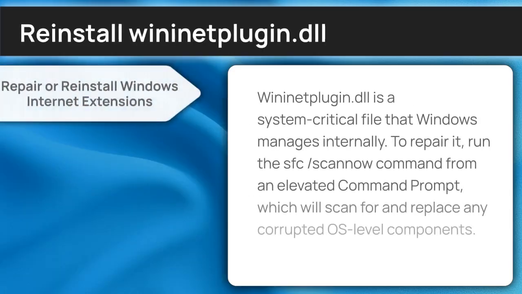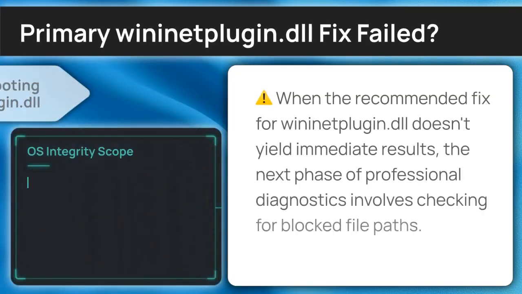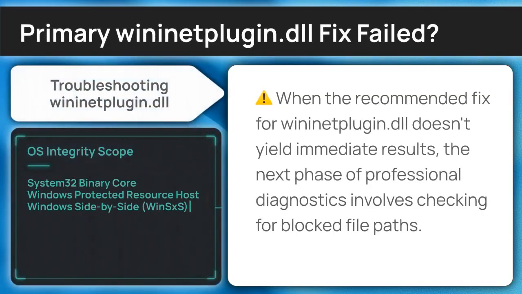Wininetplugin is a system-critical file that Windows manages internally. To repair it, run the sfc /scannow command from an elevated command prompt, which will scan for and replace any corrupted OS-level components. If the application still won't initialize, we need to shift our focus to how the Windows loader is interacting with the library.